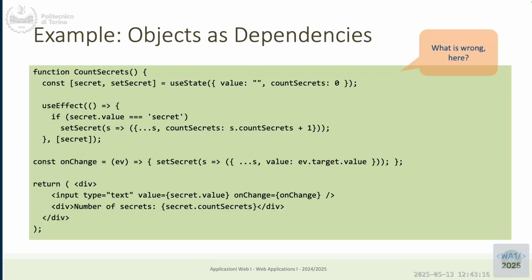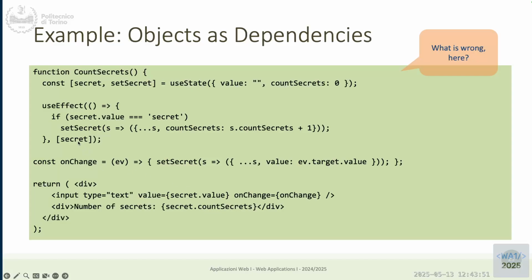Another corner case: we have an effect where a state is composite. Say we have a secret value with a count of the number of times this secret has been changed, for example. The password has been changed 5 times. So here it's okay because we have again a value here. It's a controlled form. The user can change it.